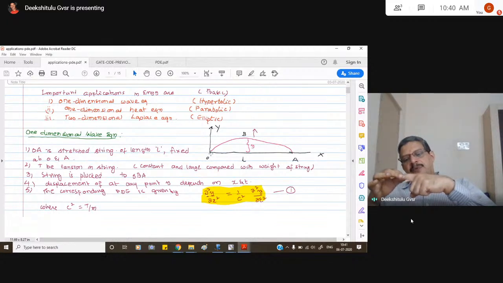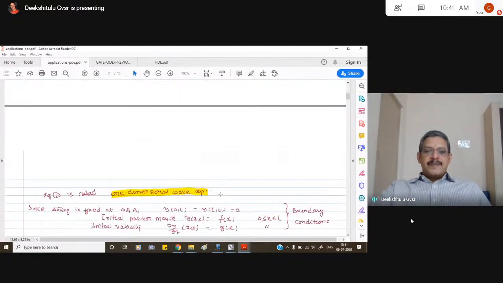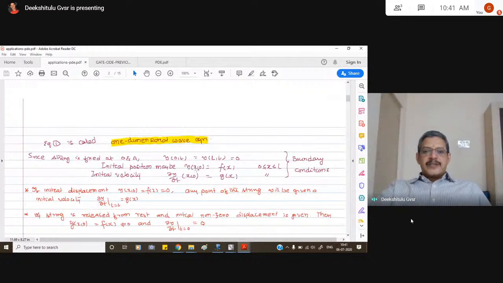Sometimes what happens? You pull it to one side like this, then start leaving. Then leave it, and it starts vibrating. So when it is like this, in the initial case, this has some displacement, right? So that displacement is y at (x, 0). That means initially, that means time t.